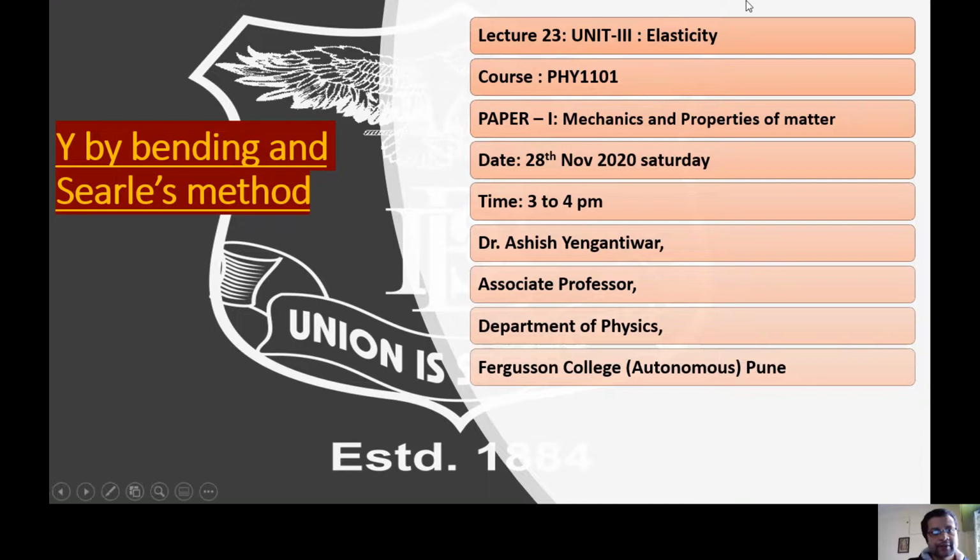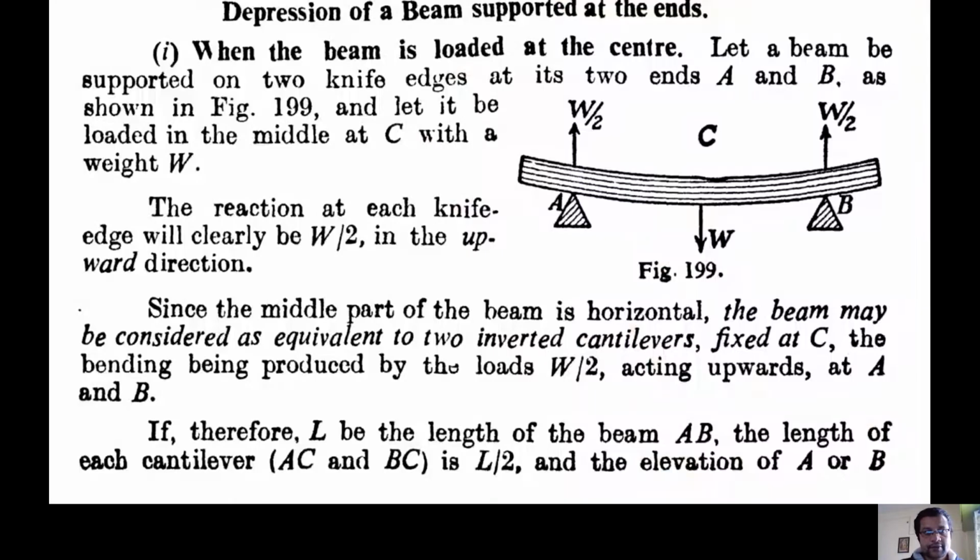Okay, so in this particular module, Y-by-bending and Searle's apparatus are the two topics which remain, the last topics of this module, and this module will be finished as of today. We already discussed Young's modulus, then bending moment and the cantilever.